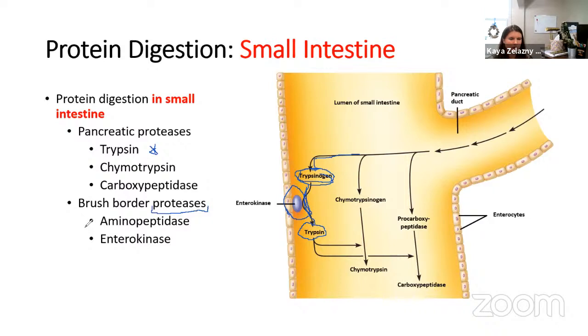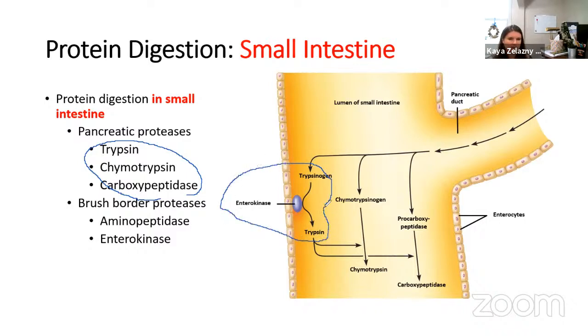So all the different proteases can get a little confusing here because we have enzymes that are breaking down the protein in our food, right? And we have enzymes like enterokinase that are helping us activate zymogens into enzymes that can help us break down our food. Okay. So another brush border protease that isn't on this diagram is aminopeptidase. It has similar functions.